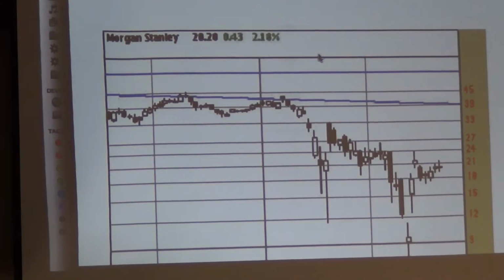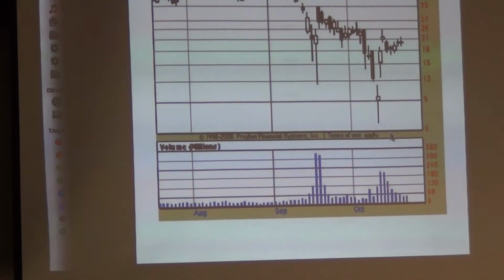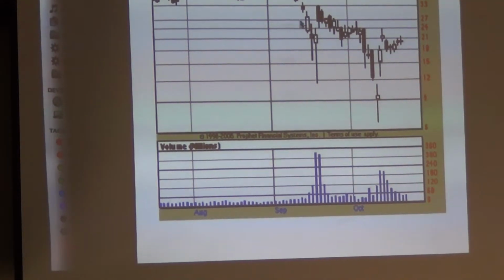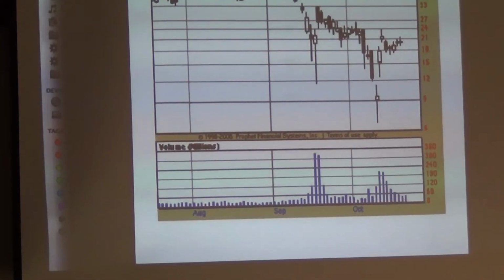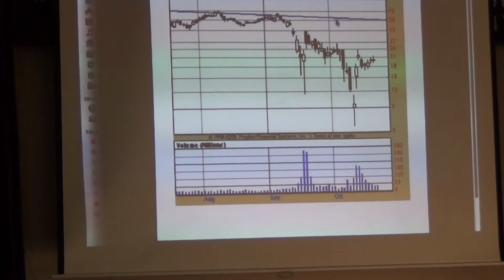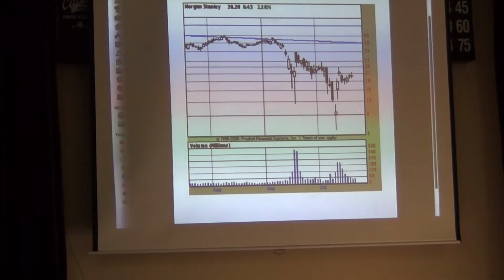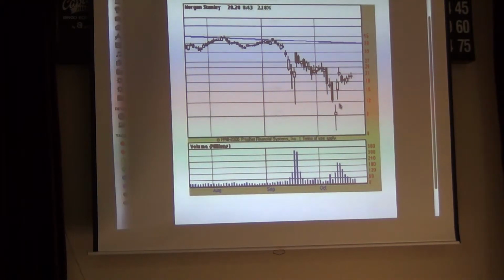So we were talking about island gaps. Here is Morgan Stanley. Let's see. I guess this is October of 2008. First of all, it's broken its trend lines. It's broken its support lines. And here's a gap, and here's a gap, and then it sells off heavy down to here, and here's a gap, and here's a gap, and we have an island reversal.